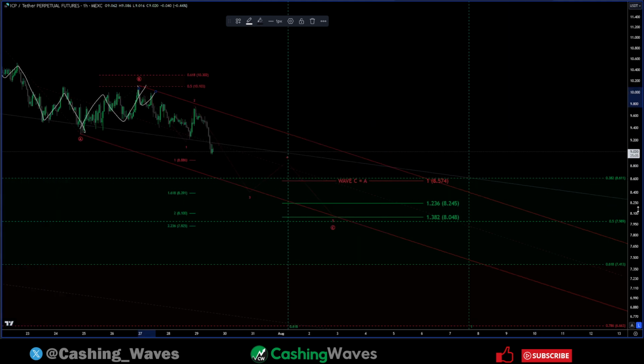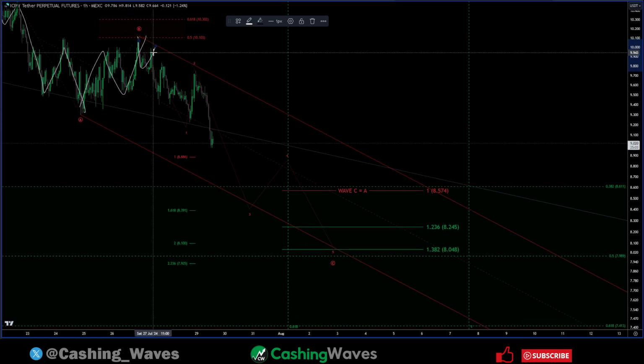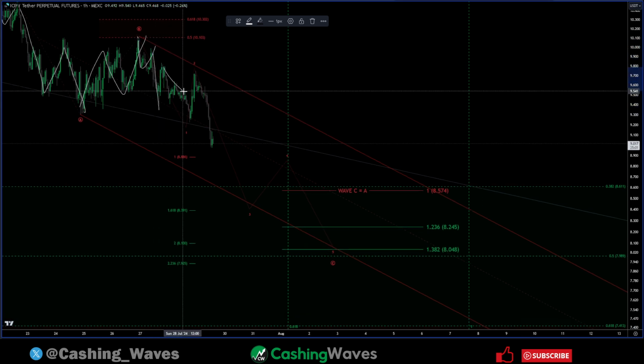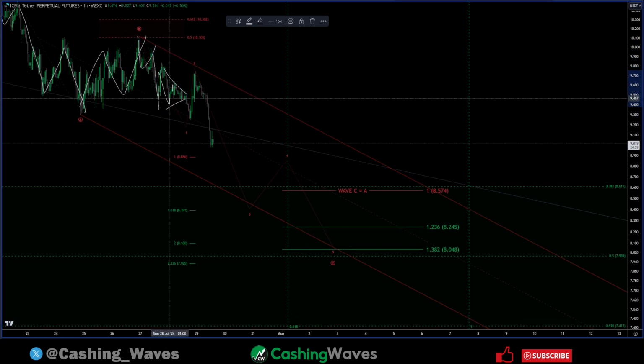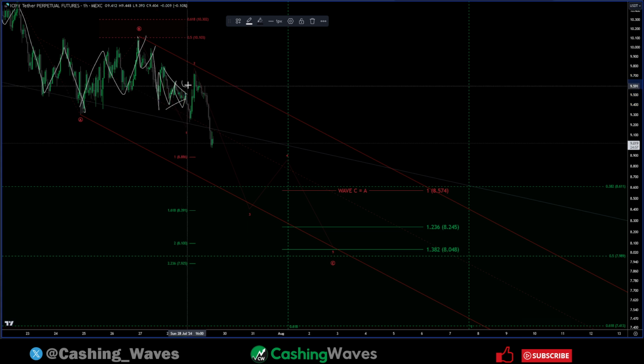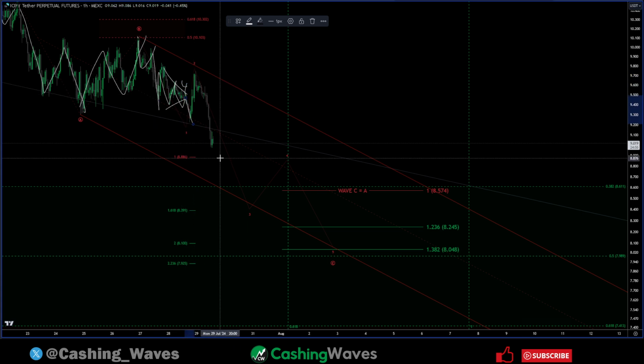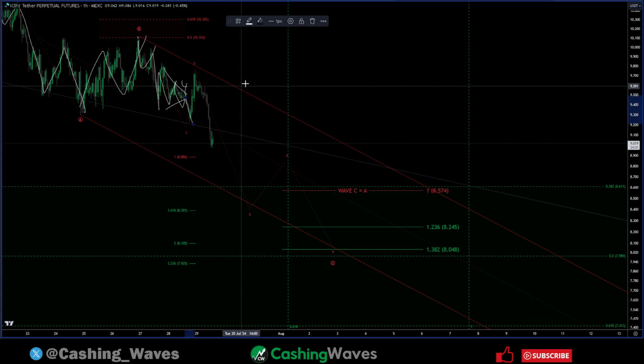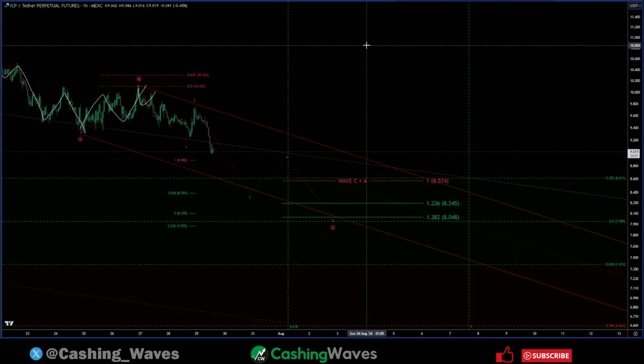Let me zoom in so I can show you. With a flat 3, this has to be a triangle, A, B, C, D, E. So that's our 4th and our 5th wave down. You can see it's not pretty whatsoever. And there is an option.